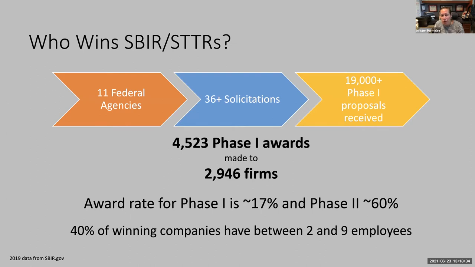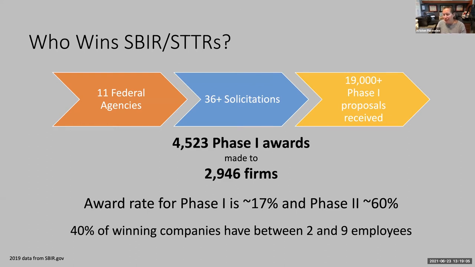Okay, so a look at who wins. Again, we're talking about 11 federal agencies who issue over 36 solicitations, and they accept more than 19,000 phase one proposals in the year. In 2019, which is the last year we have whole data for, they made over 4,500 phase one awards to almost 3,000 firms. So you can see some firms get more than one award. Once you get one award, it becomes a lot easier to get subsequent awards.